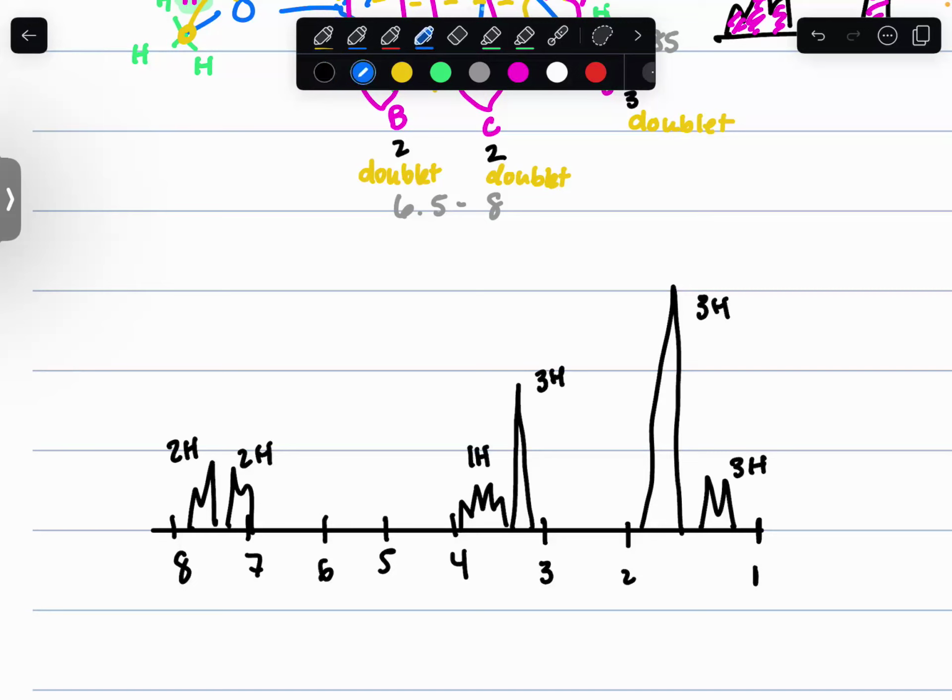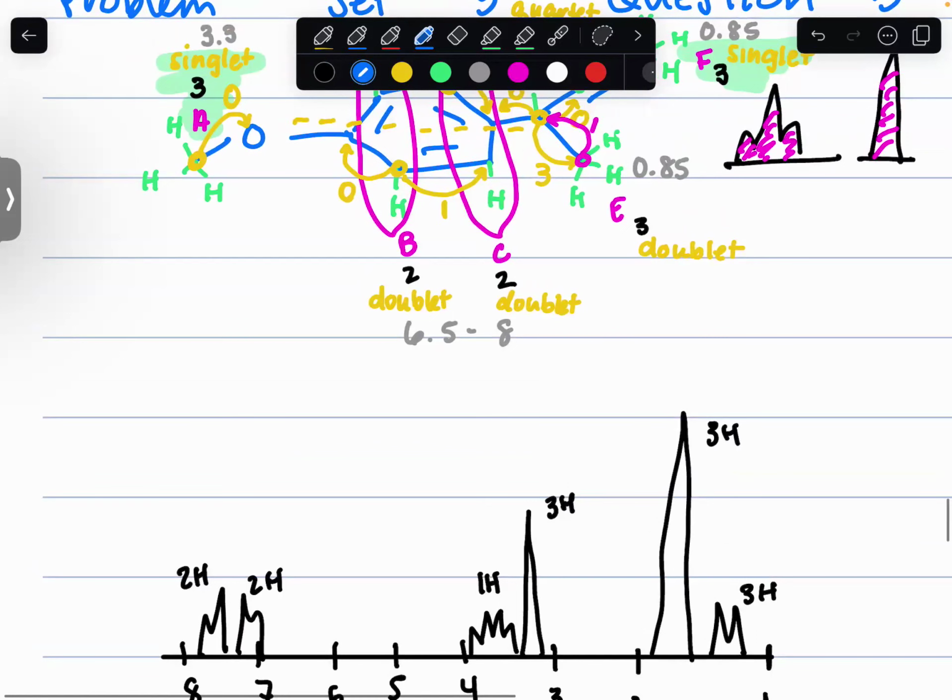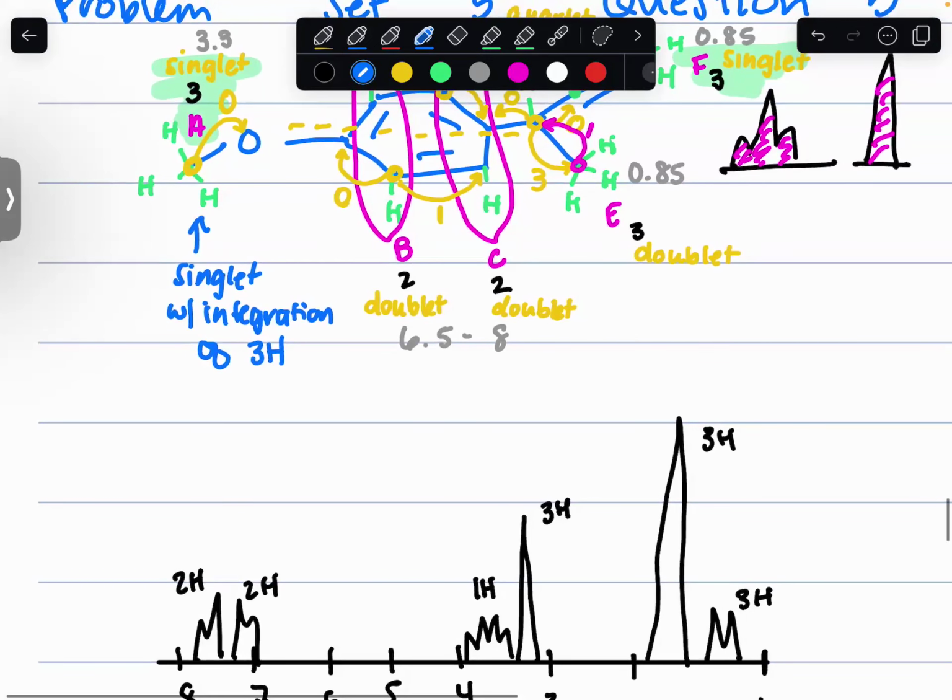So here's our spectrum. We can now match up the signals with the information we learned from our structure. Looking at signal A first, we expect signal A to be a singlet with an integration of 3H. And we have another singlet with an integration of 3H. But the difference between these two chemical shifts is that this is 3.3 and this is 0.85.